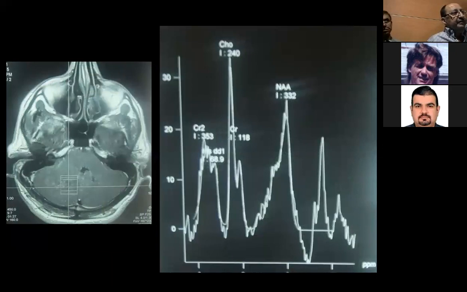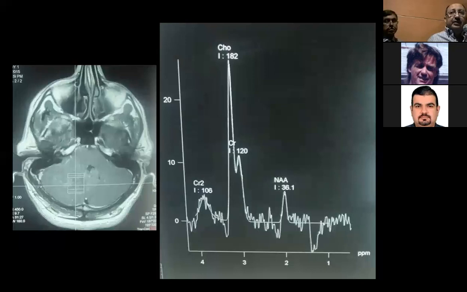To know if it's lactate or lipid, because lipid is very close to lactate, it's about 1.3 and this is 1.4, we have to do TE 280 and then 150 to invert the lactate. The next one. If you see, this is inverted, which means this is lactate. Lactate is increased in inflammatory processes. But the choline and NAA are not specific for this lesion.